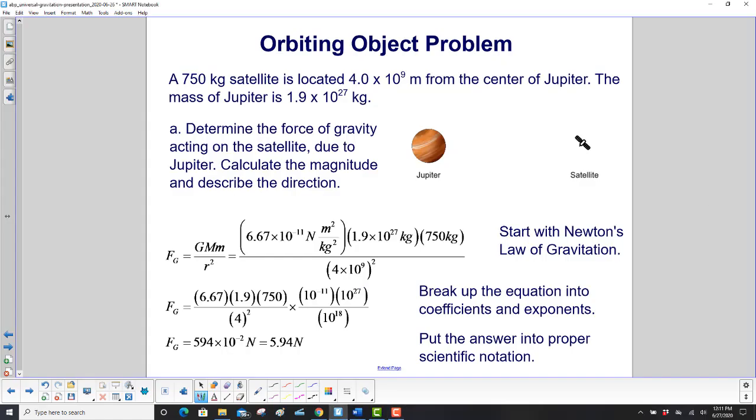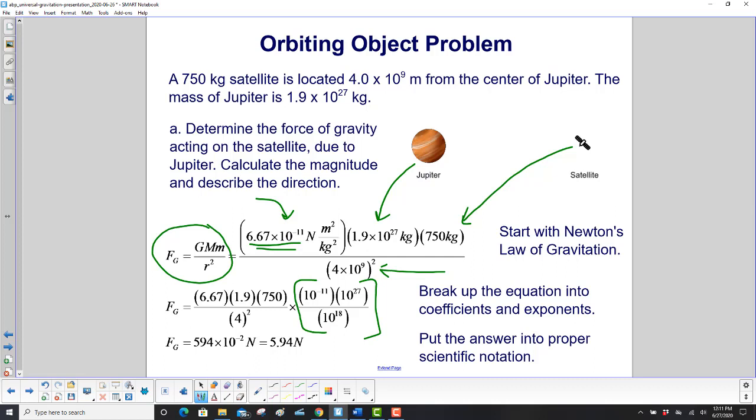Determine the force of gravity acting on the satellite due to Jupiter. So, we start with the law of universal gravitation. We plug in big G. Here's the mass of Jupiter. Here's our satellite. And here's our orbital distance squared. We're going to go old school. We're going to split up these exponents into the powers of 10 over here and something which I think I remember being called the mantissa back when we used to use slide rules.